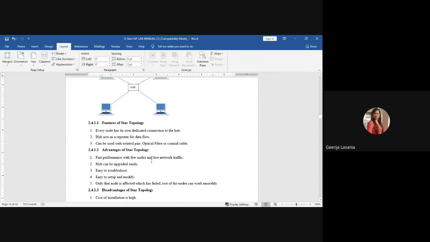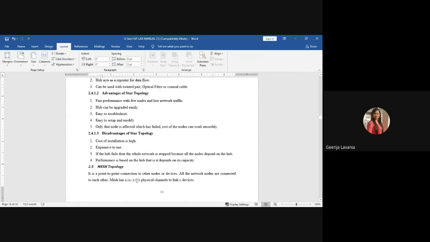Easy to troubleshoot, easy to set up and modify. Only the node that is affected fails. So it is easy to use. The disadvantage of the star topology is that the cost of installation is high, it is expensive to use. If the hub fails, the whole network stops because all the nodes depend on the hub. So these are all the disadvantages of the star topology.